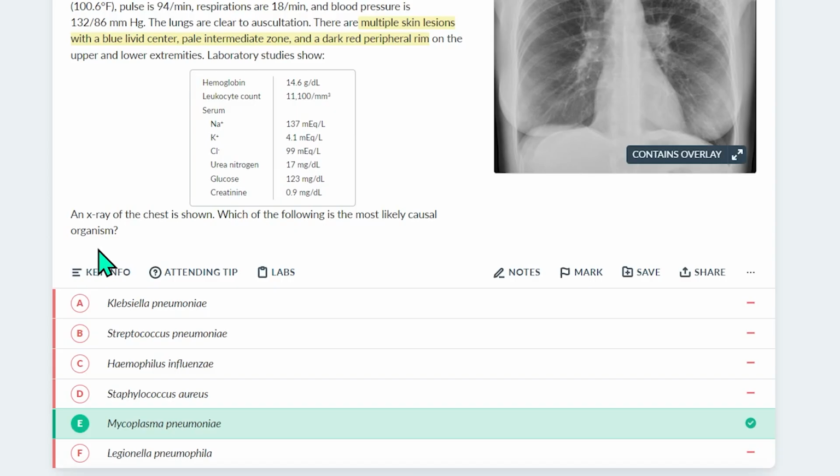And now, most importantly, what's Mycoplasma's favorite piece of art? Pneumonia Lisa.